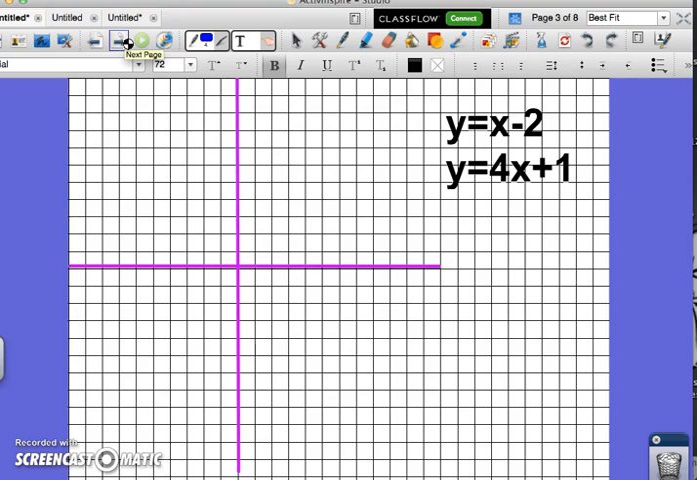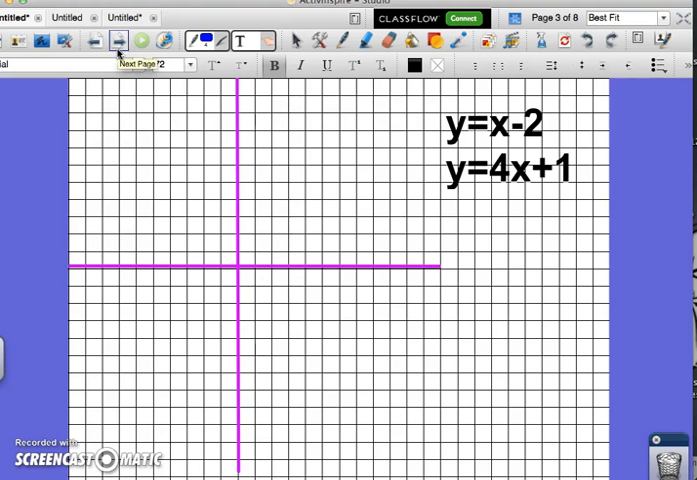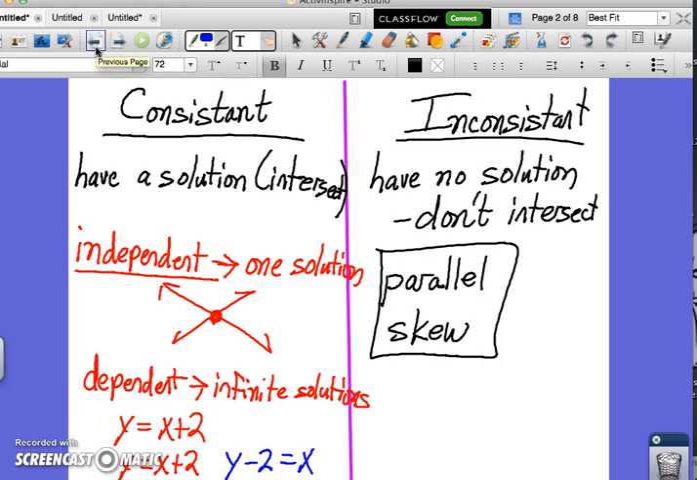Let's solve them graphically. To solve the system graphically means we're going to find where they intersect. The first thing is to look and make sure they've got a solution. So we've got two here. We look at them and see they've got different slopes and different y-intercepts. They're not the same line. So we know they're not consistent dependent. Remember, consistent intersects, inconsistent won't.